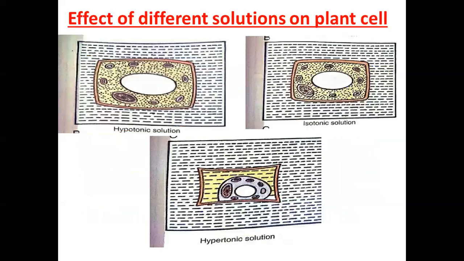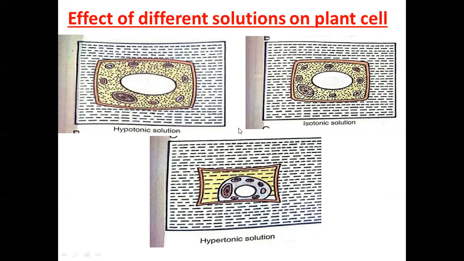These are the diagrams representing the effect of each solution. Hypotonic, as we said, the cell will swell. Isotonic, no effect, the cell will remain the same. And hypertonic, it will shrink because the water will move outside into the environment or outside into the solution. Clear? So this is the diagram, and this is the diagram of a plant cell.